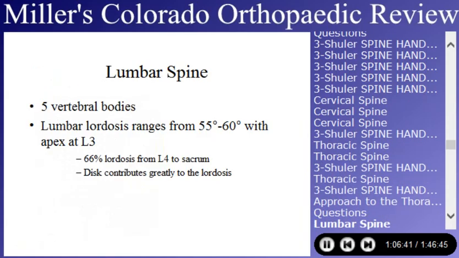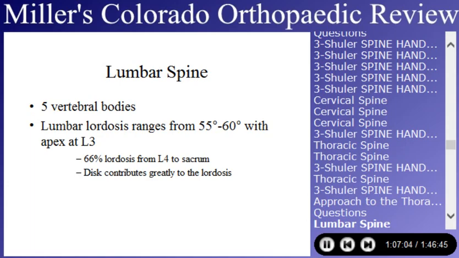Lumbar spine, five vertebral bodies. Test question: lumbar lordosis ranges from what? 55 to 60 degrees with an apex at L3. 66% of the overall lordosis exists from L4 to your sacrum. So a majority of it exists down distally. The disc contribution is significant, unlike the thoracic spine, where it's the wedging of the vertebral bodies.